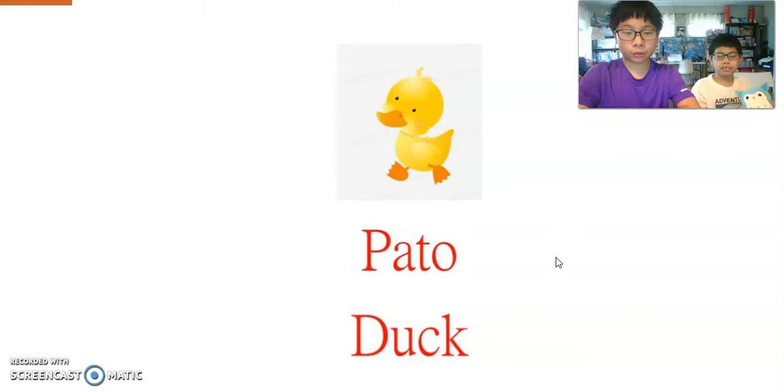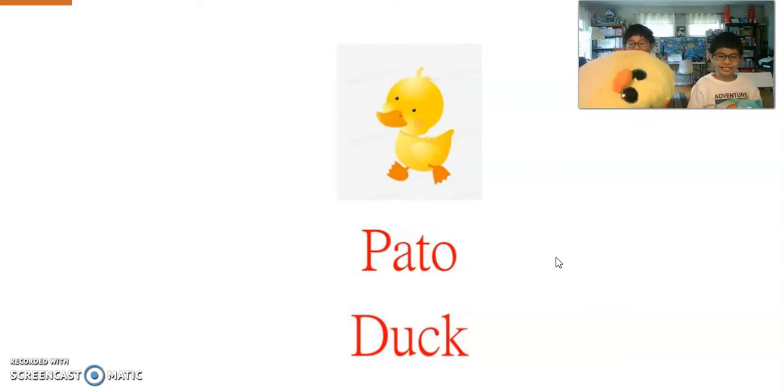All right, and the next one is pato or duck. That in Chinese is ya zi, ya zi. And you can say the zi if you want to, but it's not necessary. All right, he's a duck. Good, he's upside down. Good. All right, here he is.